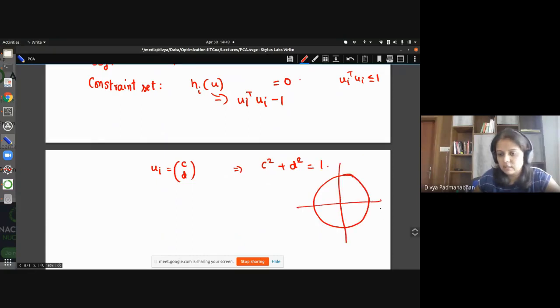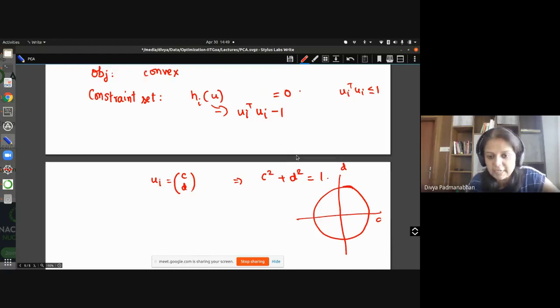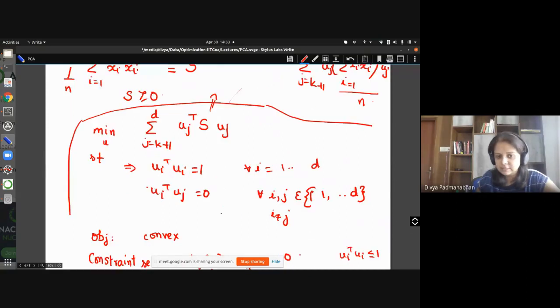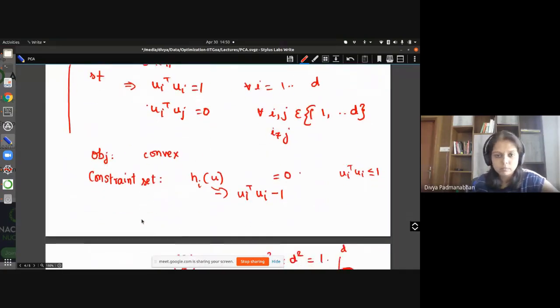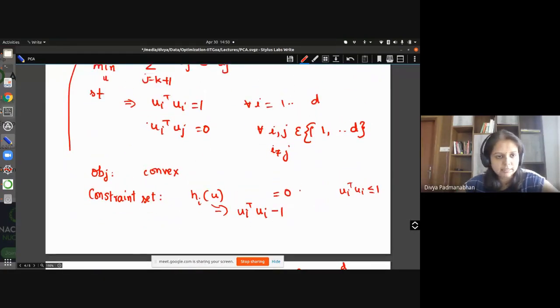So this is the C and this is the D. It's everything on the periphery of the circle. So the interior is not included. So if you have this kind of a constraint, it's non-convex. Even though the function c square plus d square is a convex function, when it comes in the equality form, c square plus d square equal to 1, such a constraint will lead to the constraint set being non-convex. I hope that's clear.